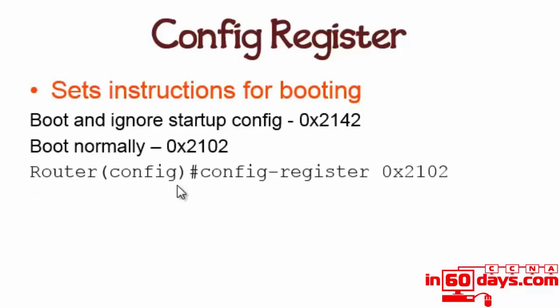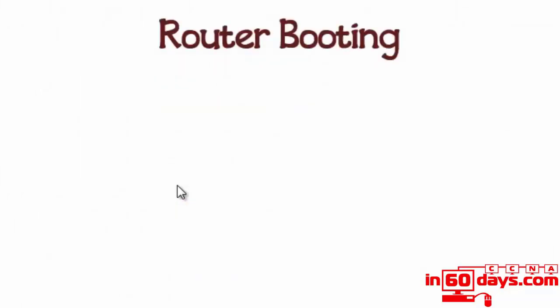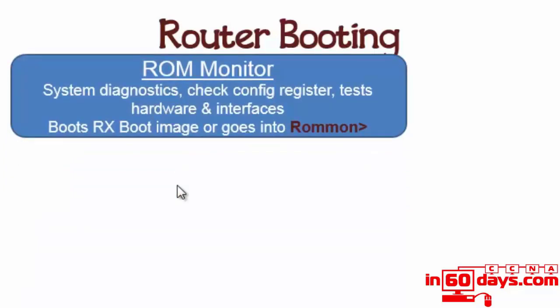There's the configuration command, config-register 0x2102, and that's telling it to boot normally. Now the show version command is very powerful. That will tell you what your config register setting is, as we'll see in a while.